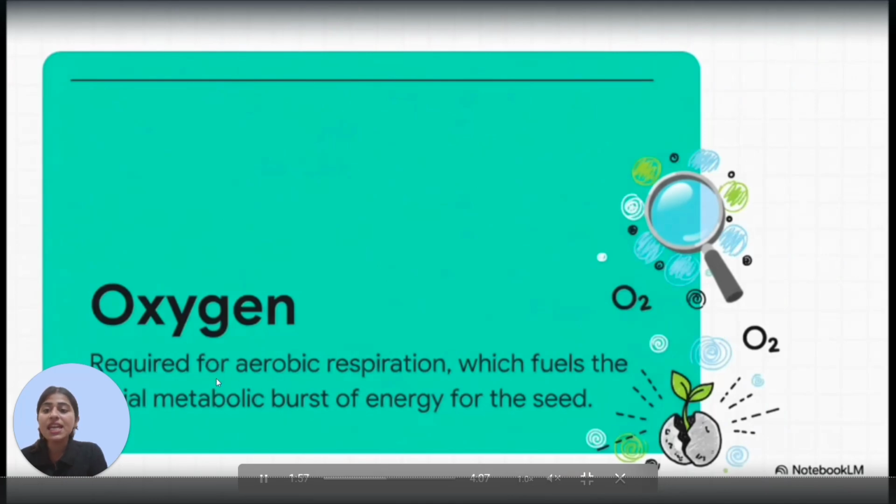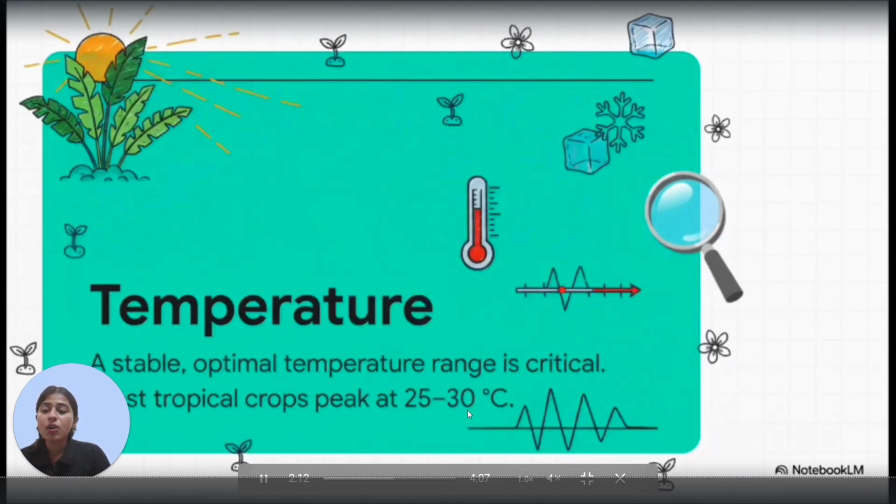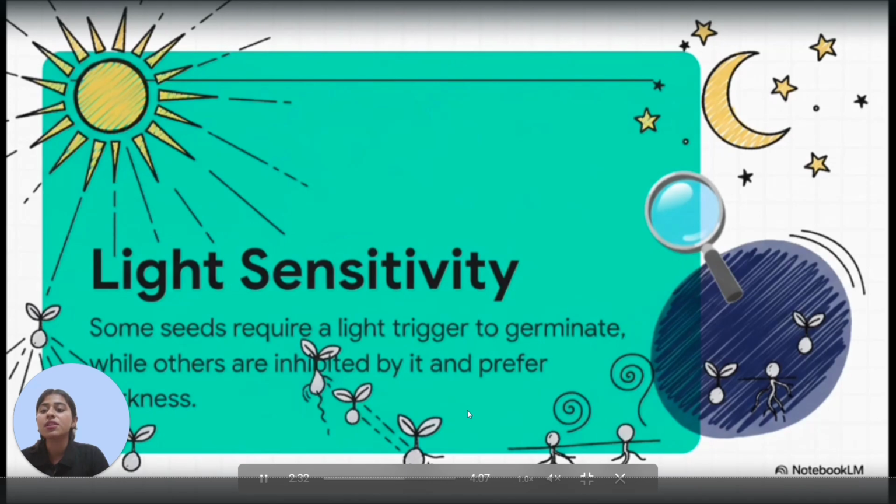The next thing is oxygen. This oxygen is required for aerobic respiration, which fuels the metabolism and gives a burst of energy for the seed. So this oxygen actually helps in increasing the metabolic activities inside the seed. So both water and oxygen help in seed germination. The next most crucial factor is the temperature. A stable optimum temperature range is critical. This temperature range can vary according to different seeds. Some seeds that are grown in tropical regions require higher temperature for germination, while those raised in temperate regions require lower temperature.